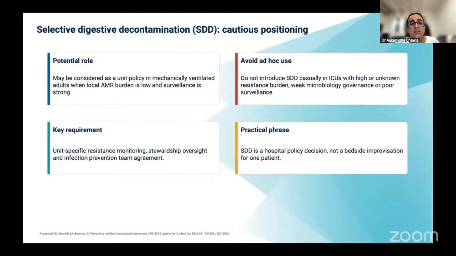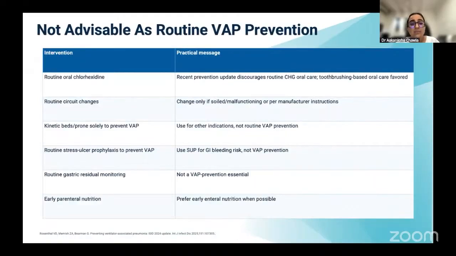Selective digestive decontamination is good in places where the local AMR burden is low and surveillance is strong. In Indian ICUs and our setups with the high AMR burden, we don't practice selective digestive decontamination anymore. Not advisable as a routine VAP prevention: routine oral chlorhexidine, circuit changes unless they are soiled or they are malfunctioning, kinetic beds or prone positioning solely to prevent VAP, routine stress ulcer prophylaxis, routine gastric residual monitoring, and early parenteral nutrition.